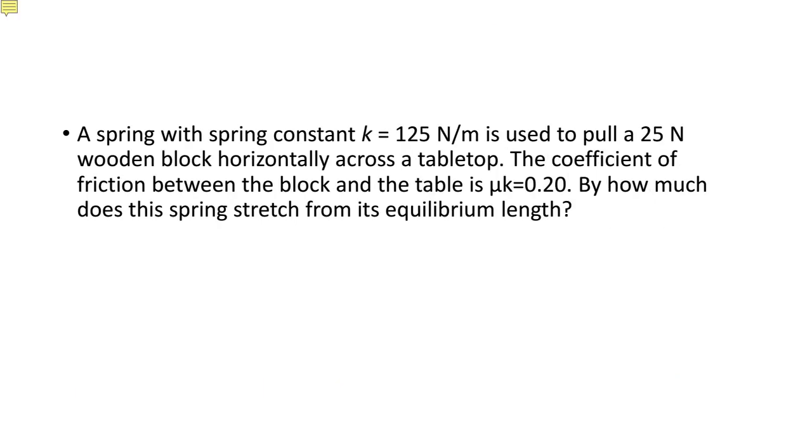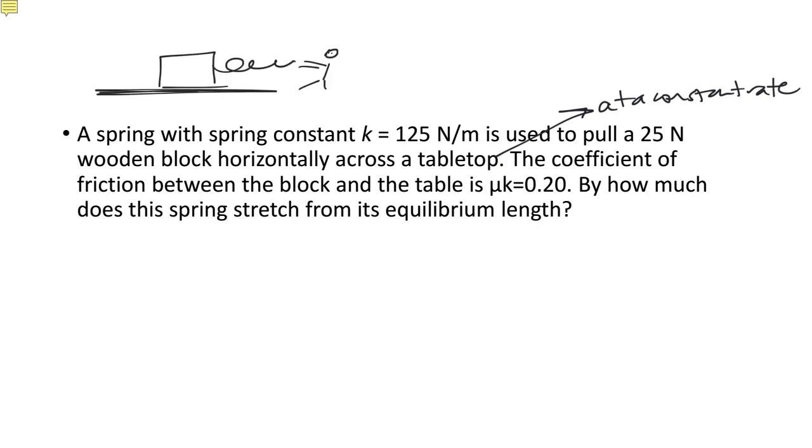Next, we have a spring with a constant K being used to pull a 25 Newton block horizontally across the tabletop. I forgot to say at a constant rate. And it looks like there's friction on the tabletop as well. So I'm going to draw a sketch. Here's a person pulling a block across the tabletop.